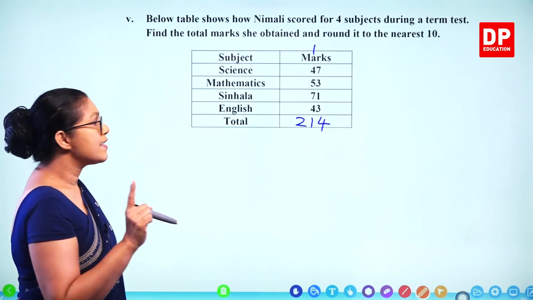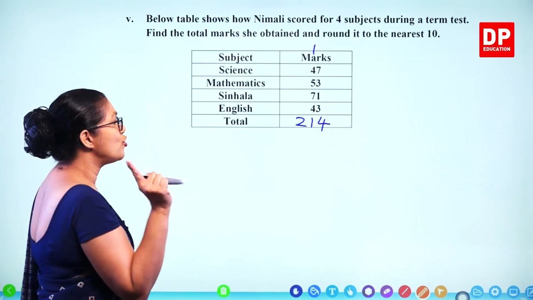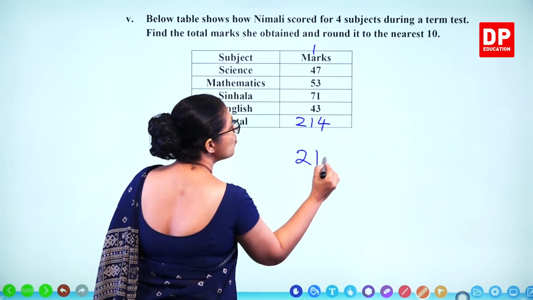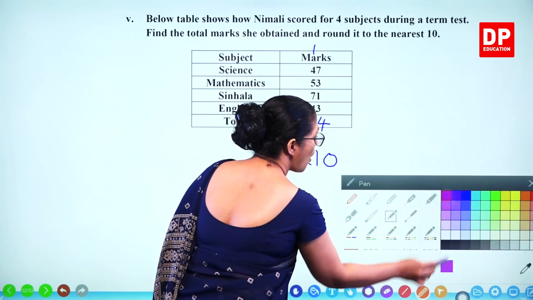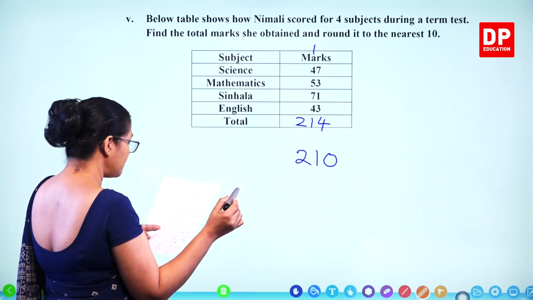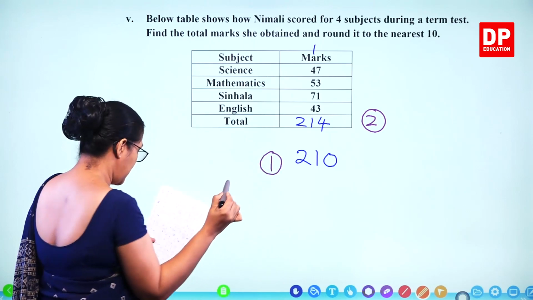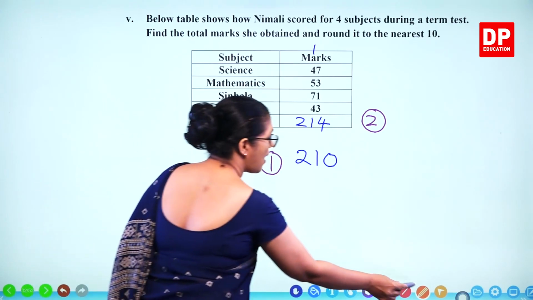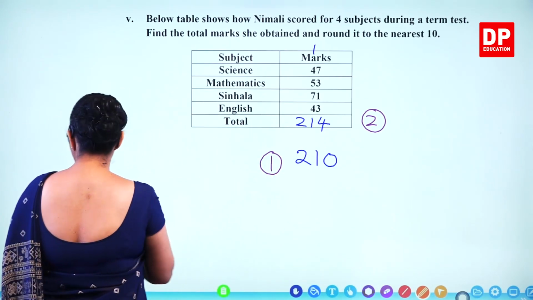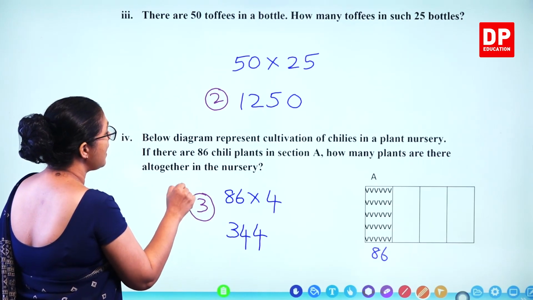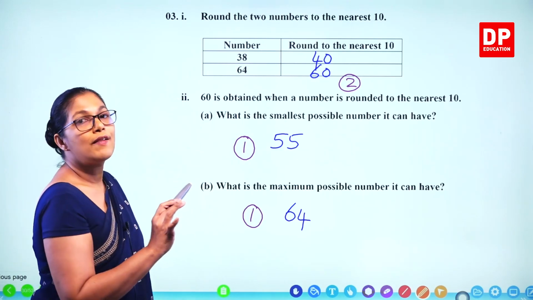How do you round it to the nearest 10? Here the units place is 4, less than 5, so you don't add it. So this is 210 to the nearest 10. So how many marks for that one? 3 marks. 2 marks for adding all these and 1 mark for rounding to the nearest 10. So altogether 2 plus 1, 3. 3 and 5, 8. 8 and 4, 12 marks for that question.